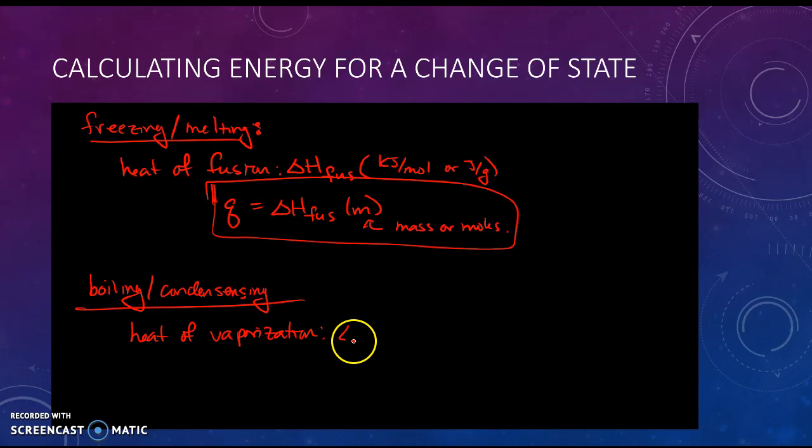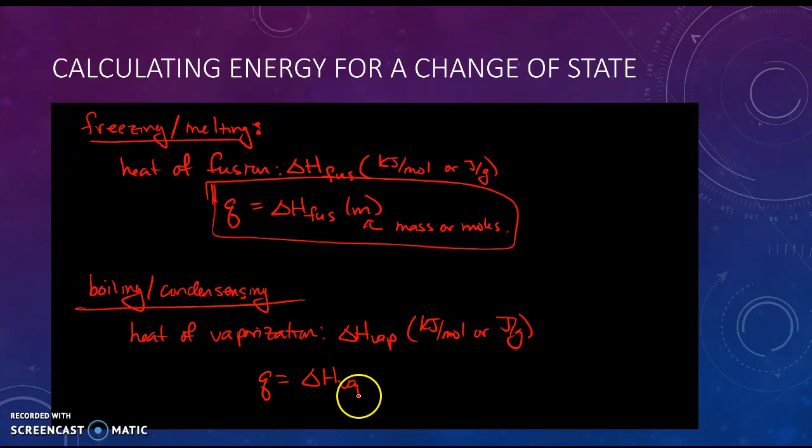Okay, so we abbreviate that delta H vap. It can have the same units, so we're talking about kilojoules per mole or joules per gram here. And for this one, Q is equal to delta H vap times, once again, the same m. Okay, so the point of this is that when we have this change of state, we have to use one of these two equations.